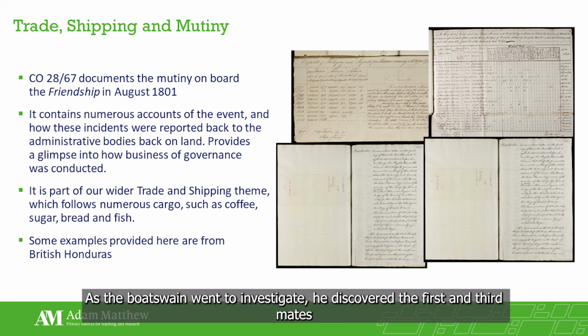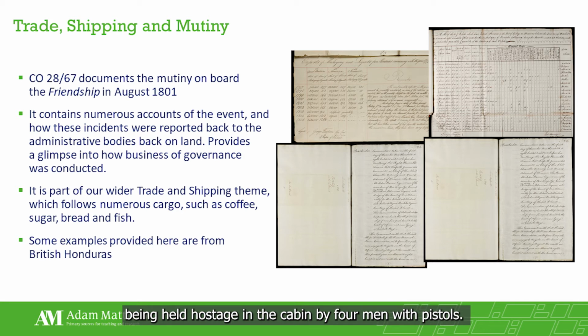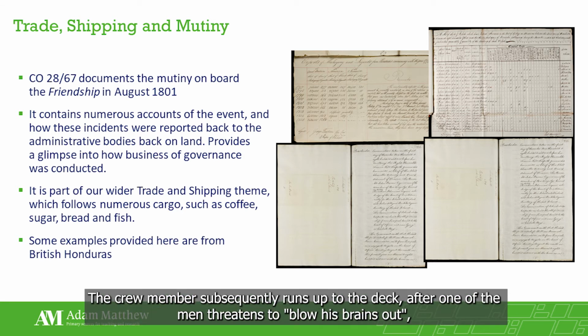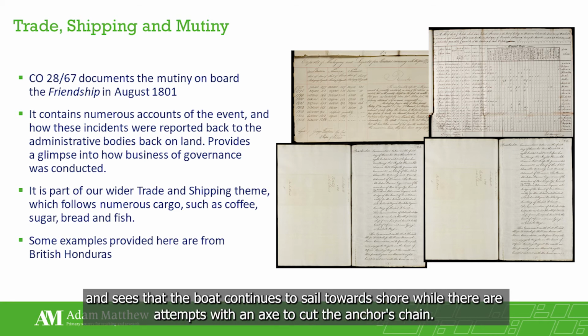As the boatswain went to investigate, he discovered the first and third mates being held hostage in the cabin by 4 men with pistols. The crew member subsequently runs up to the deck after one of the men threatens to blow his brains out and sees that the boat continues to sail towards shore while there are attempts with an axe to cut the anchor's chain.